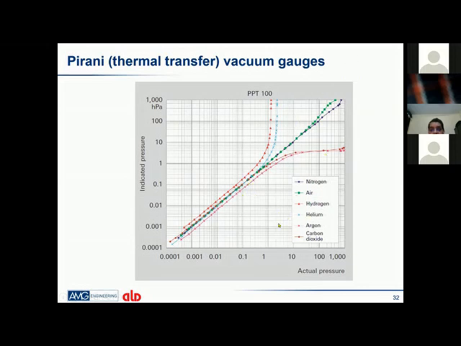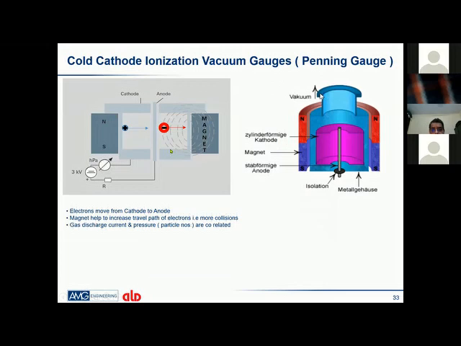We try to correlate everything with the actual pressure and this indicated pressure. There is also another type of gauge, known as the cold cathode ionization gauge, which is very popularly known as the Penning gauge. The working principle is very simple.